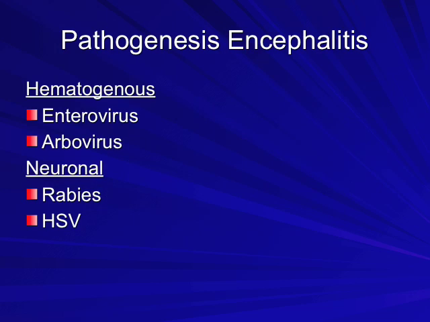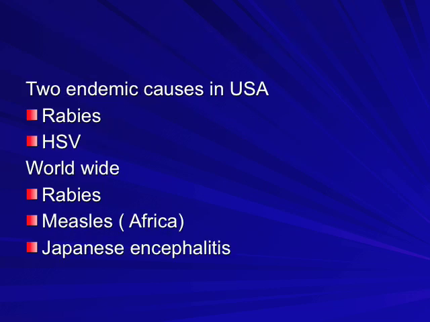How can somebody get encephalitis from, for example, a virus? You can get spread from a viremia or from a neuronal spread, and that's the case for rabies and occasionally for HSV. Remember this: in the United States, with encephalitis, particularly HSV, you have to rule it out. And also don't forget about rabies.